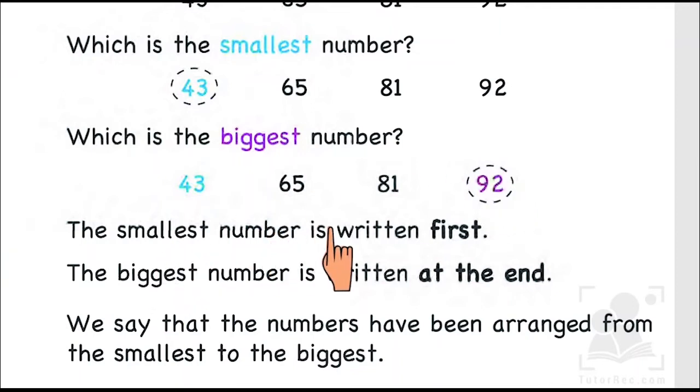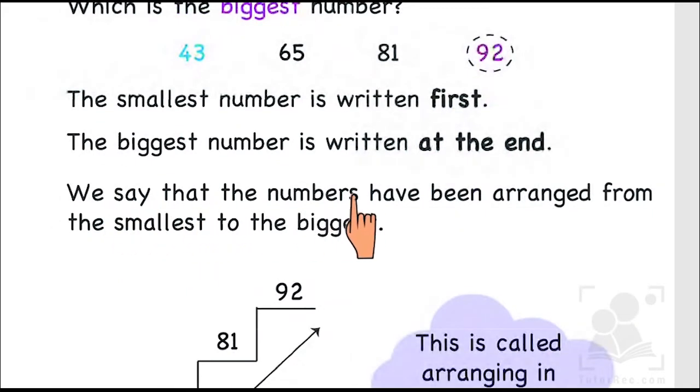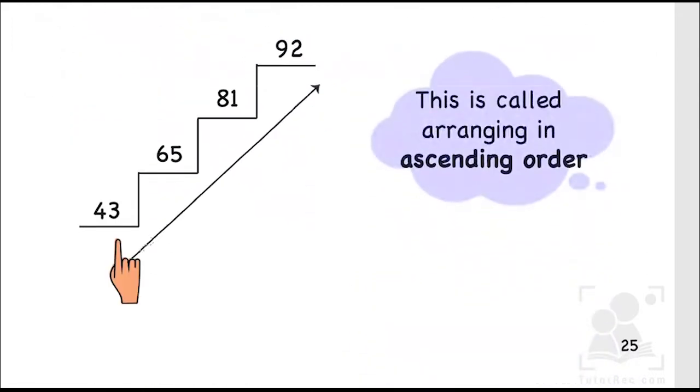The smallest number is written first, as you can see here, and the biggest number is written at the end, as you can see here. We say that the numbers have been arranged from the smallest to the biggest. As you can see, the smallest number is highlighted with green, and the biggest number is highlighted with blue.